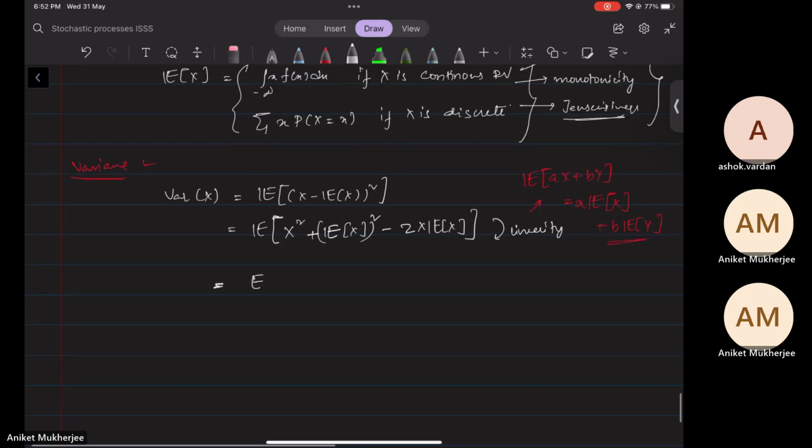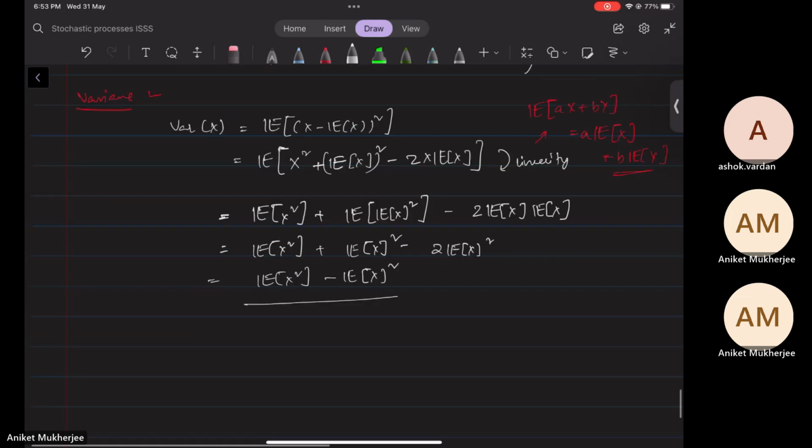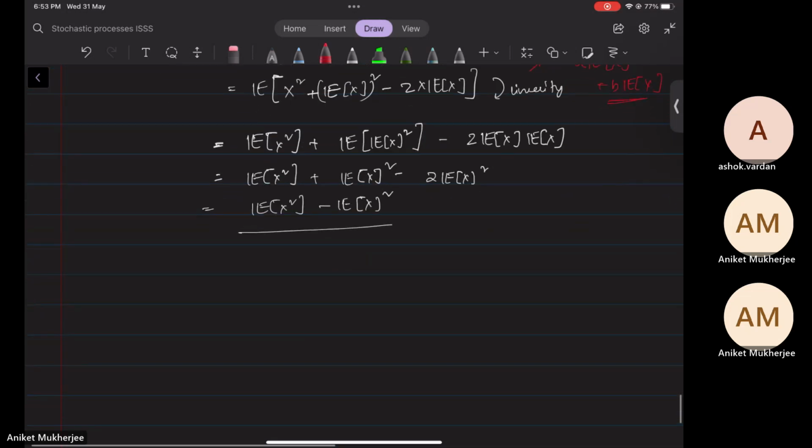Okay, so here what you get is expectation of X square plus expectation of X whole square minus 2 expectation of X whole square. So this is expectation of X square minus expectation of X whole square. So this is the variance.